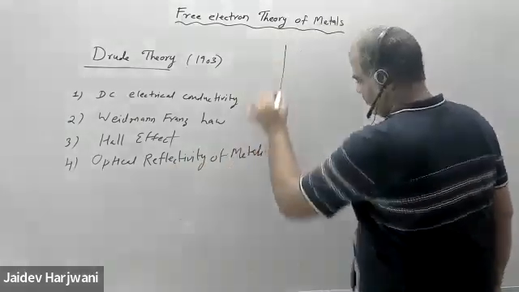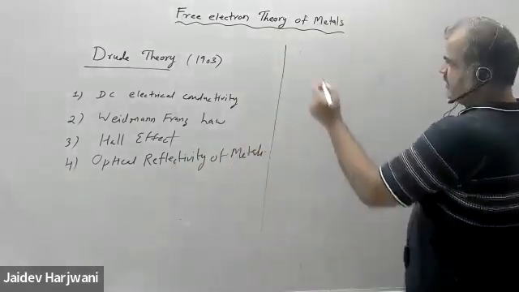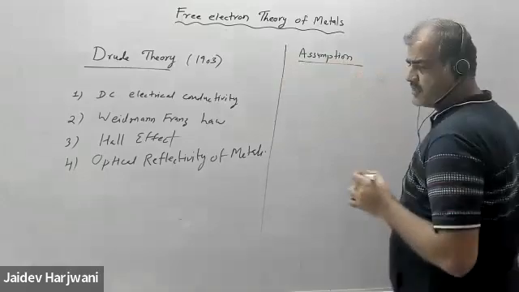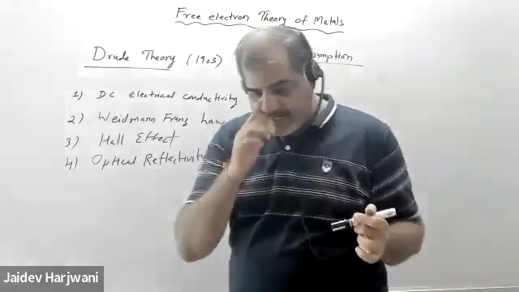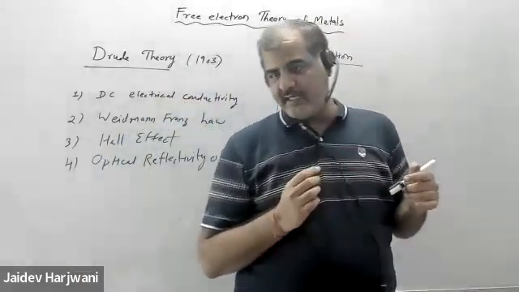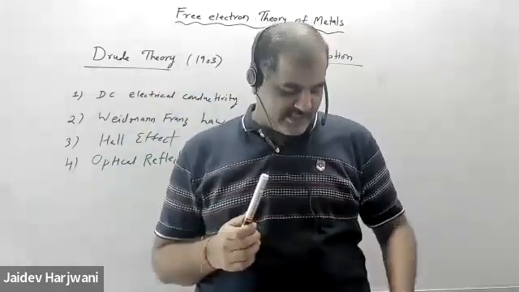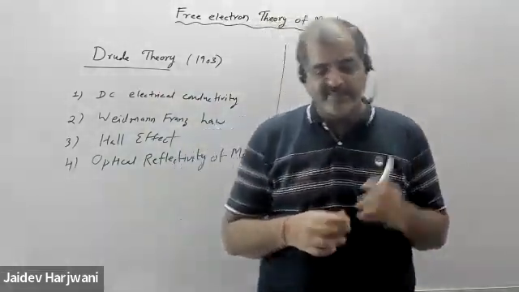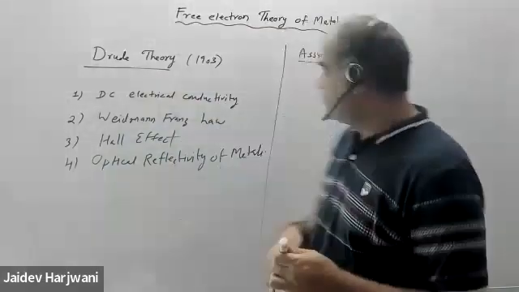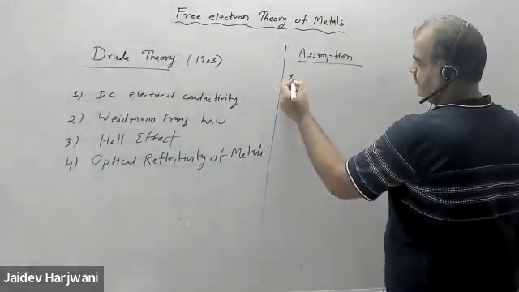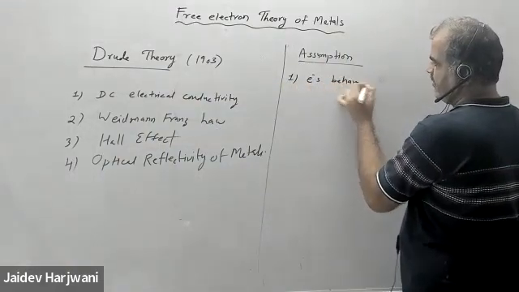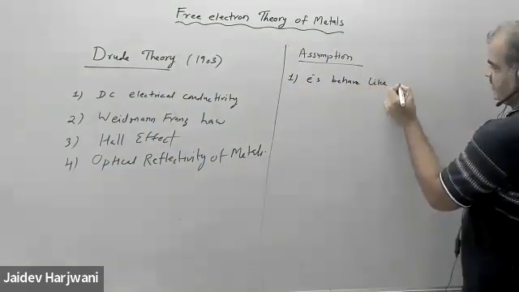So basically, what is this theory? What are the assumptions of this theory? There are two important assumptions. One is the independent electron approximation, and the other is the free electron approximation. What is the meaning of the independent electron approximation? Number one, the electrons in the metal or crystal behave like a sea of electrons. They behave like a classical gas.